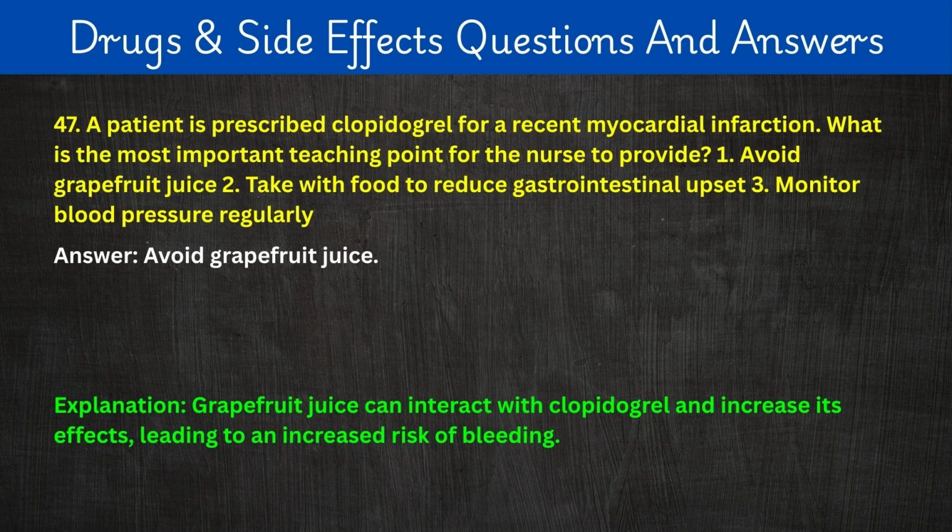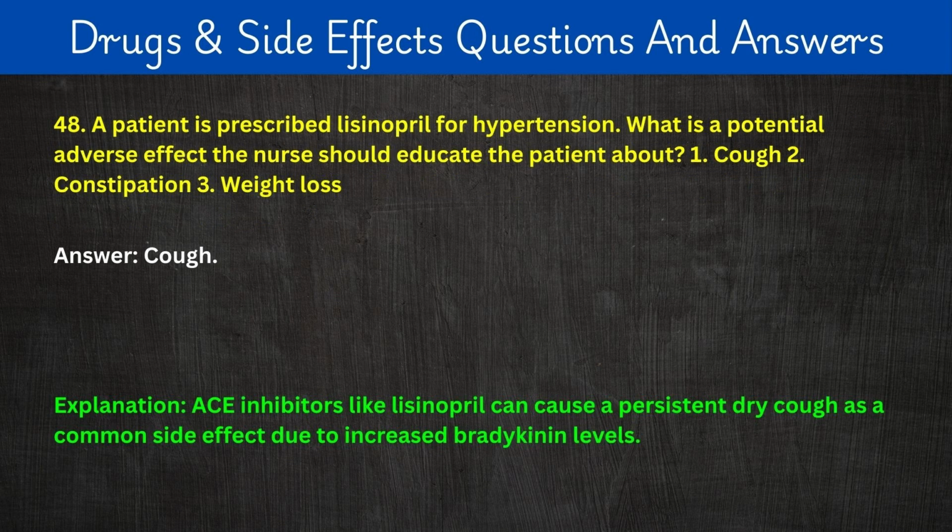47. A patient is prescribed clopidogrel for a recent myocardial infarction. What is the most important teaching point for the nurse to provide? 1. Avoid grapefruit juice. 2. Take with food to reduce gastrointestinal upset. 3. Monitor blood pressure regularly. Answer: avoid grapefruit juice. Explanation: grapefruit juice can interact with clopidogrel and increase its effects, leading to an increased risk of bleeding.